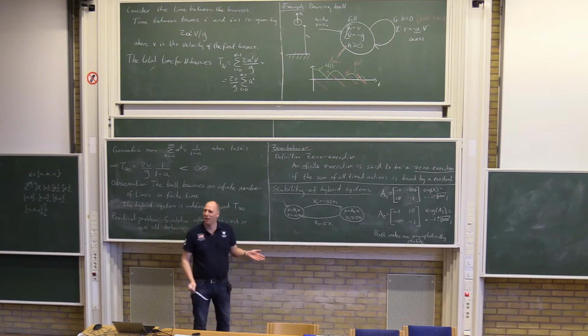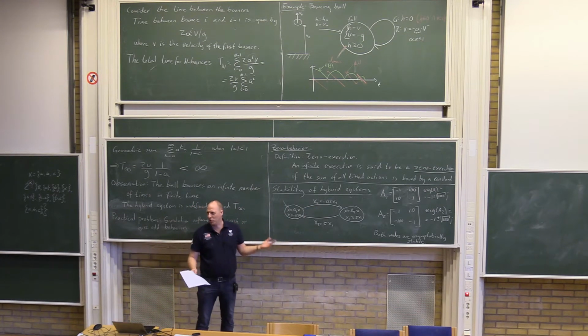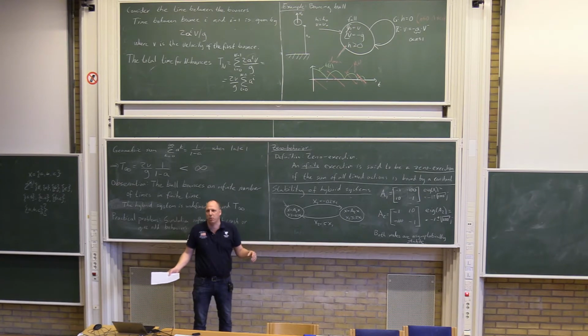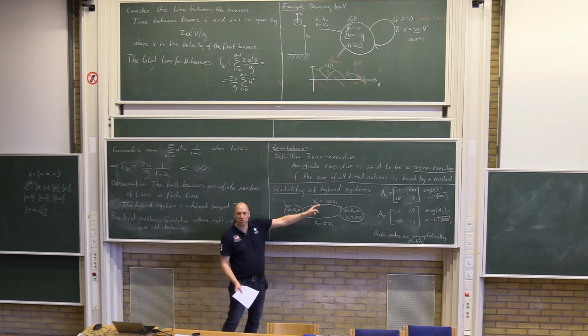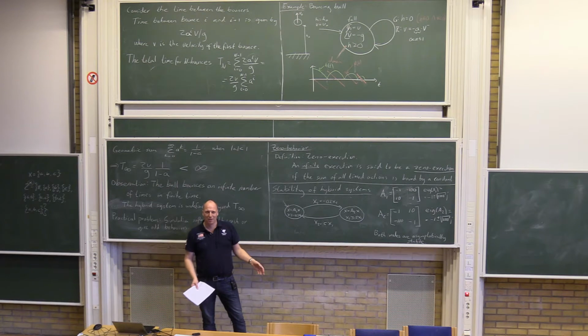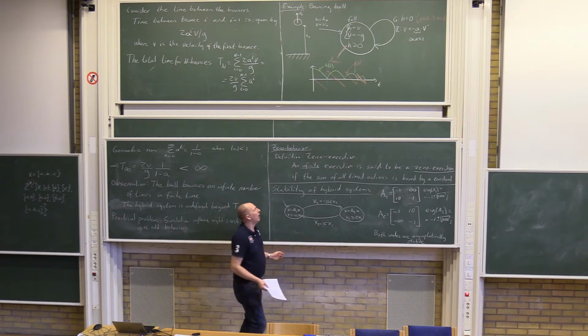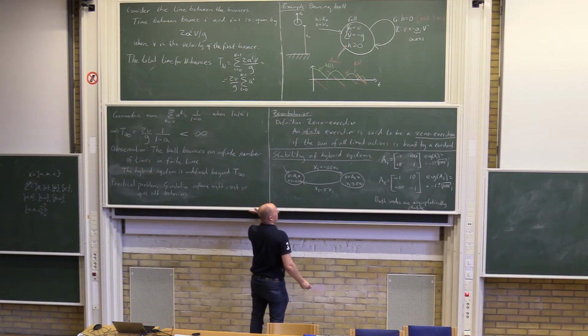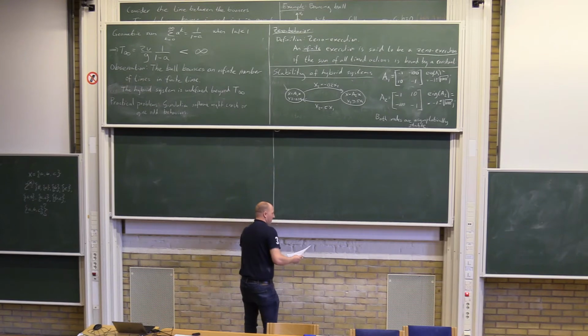Okay, so it would be natural to think if we have two stable systems, we switch between them in something that looks rather innocent, right? The closed loop system should be stable as well. Unfortunately, that's not the case.